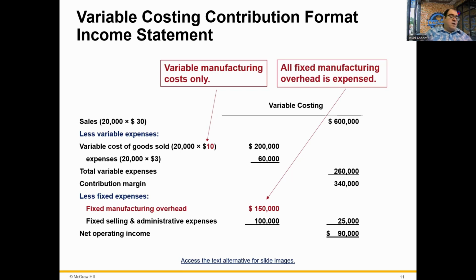So this is under variable costing. We said that each unit product cost is $10, because that's including only the variable manufacturing costs. So the direct labor, direct materials, and then the variable overhead. And then all 150,000 of the fixed manufacturing cost is expensed within that period. And then the net operating income would be $90,000 for that.